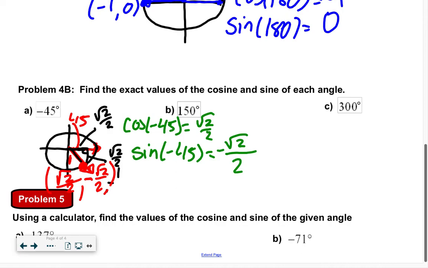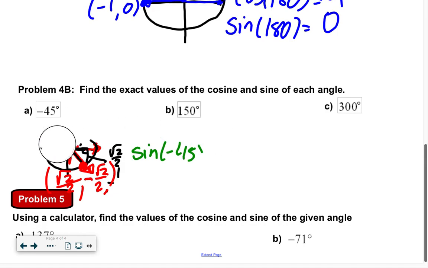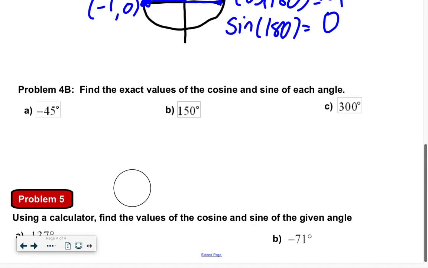Questions? No. Yet. Do we all have that copy? Because I'm going to erase it. Do we all have this copy done?